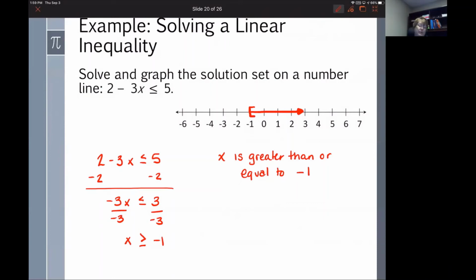Okay, so the solution in interval notation, if we start at -1 and we continue to the right to forever, then our interval would be from -1 to infinity. In set builder notation, this would be the set of all x such that x is greater than or equal to -1.